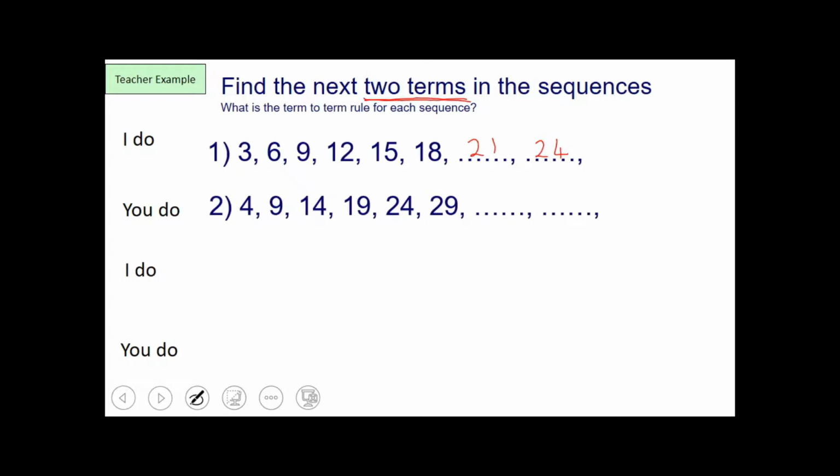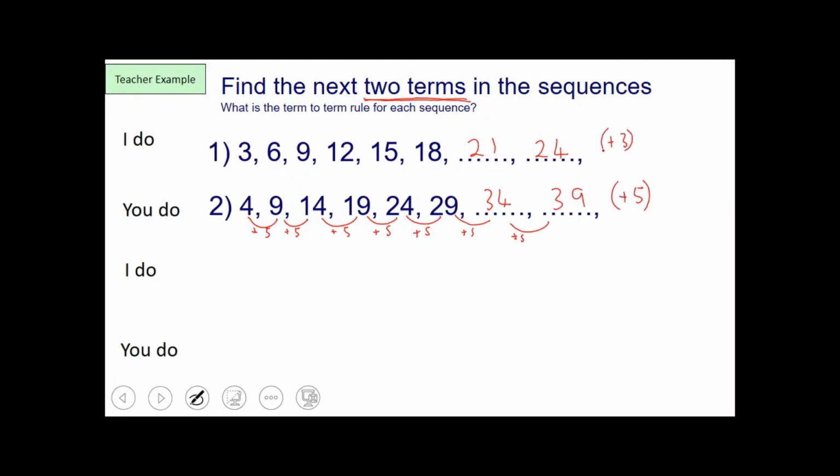Right, let's look at question number 2. It starts off with 4, 9, 14, 19, 24, 29. Now, if I add 5 every time, I know that is my pattern up there. So for the next one, I'm going to be adding 5 again, which should give me 34. And if I add 5 again, that should give me 39. So my rule there was add 5, and that's what you need to write down. Add 5. And for the one above, I was adding 3 every time.